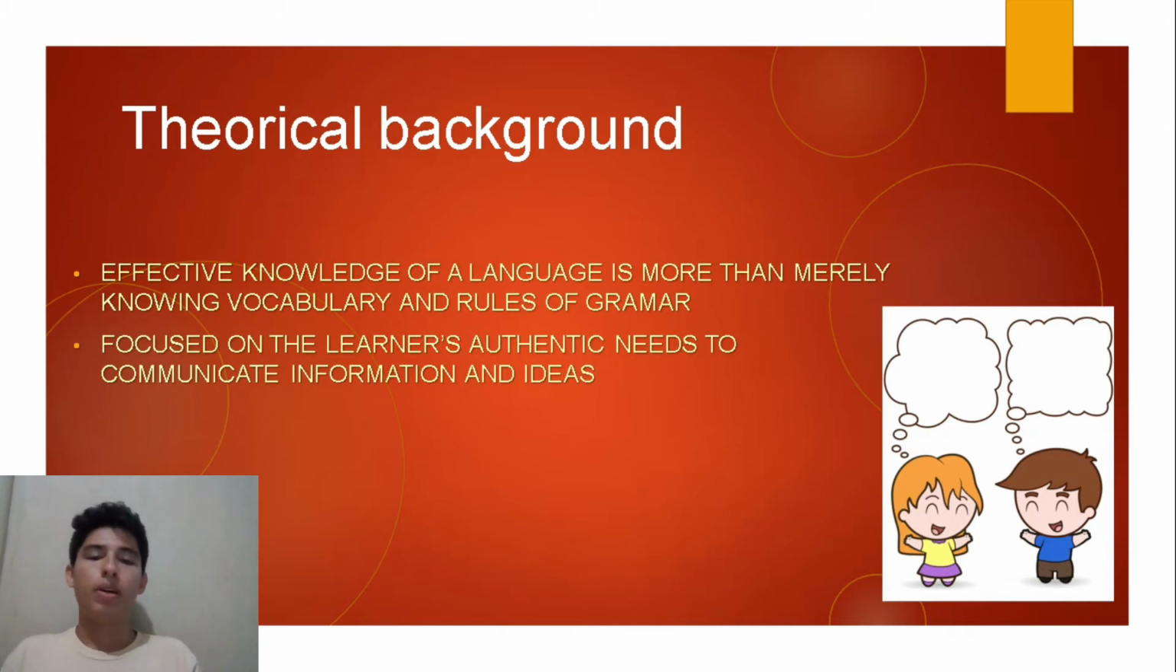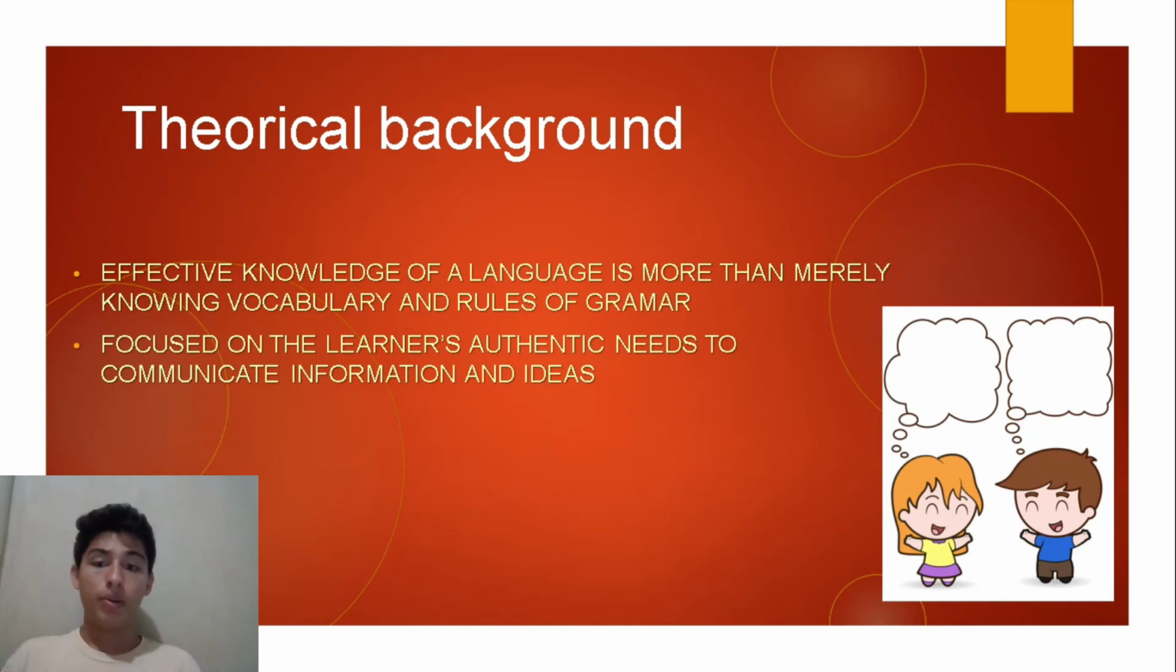Language learners in environments utilizing CLT techniques learn and practice the target language through interaction with one another and the structure, and the use of the language in class combined with the use of the language outside of the class. It establishes that an effective knowledge of a language is more than merely knowing vocabulary and rules of grammar, because learners need to be able to use the language appropriately in any social context.